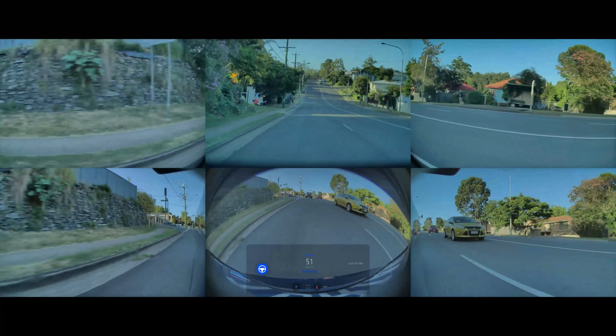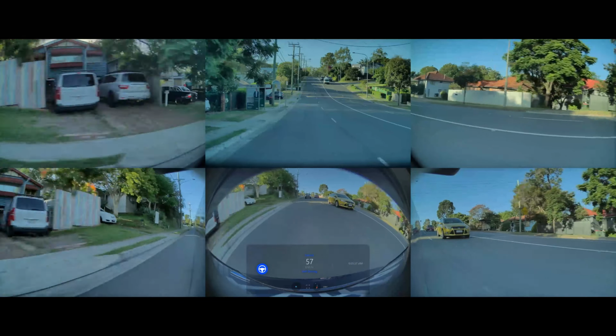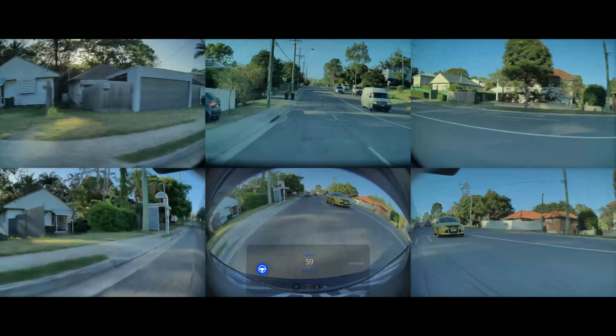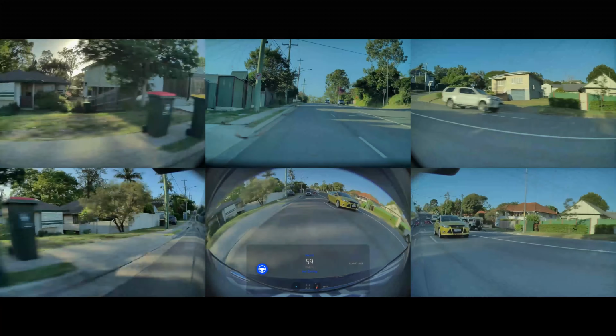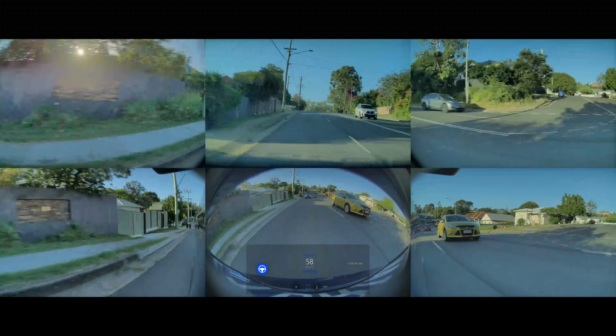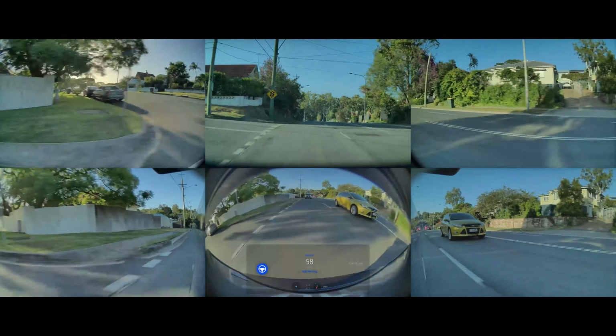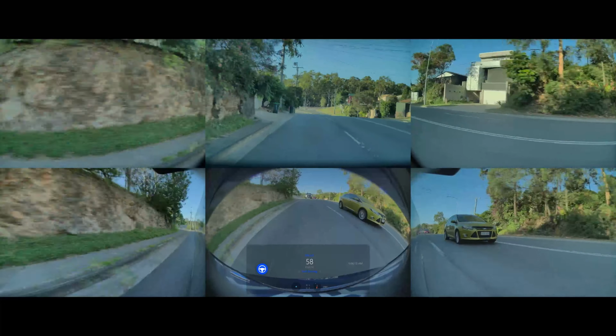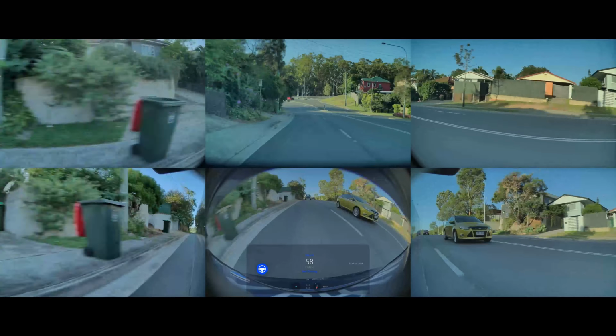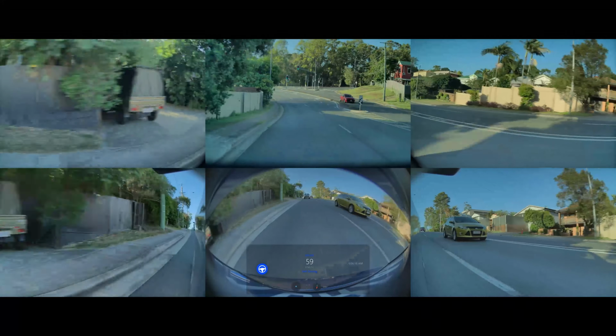So the car doesn't have the human intuition to know that there's nothing on the other side of that road, so it does defensive driving, which is good. 99% of people would not do that. Even I don't do that most of the time, unless it's a road I'm not familiar with. So coming down through here, this is good.